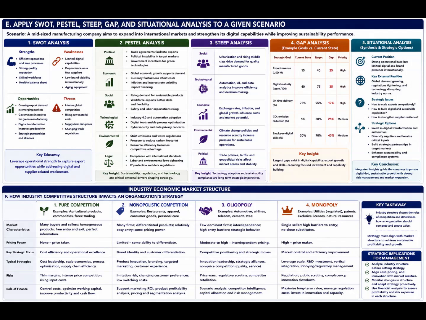Industry Economic Market Structure. LOS-F. Describe how industry competitive structure can impact an organization's strategy: pure competition, monopolistic competition, oligopoly, monopoly. In pure competition, many firms offer largely identical products, and no single company can influence market price. Entry and exit barriers are low, and price is determined by overall supply and demand.